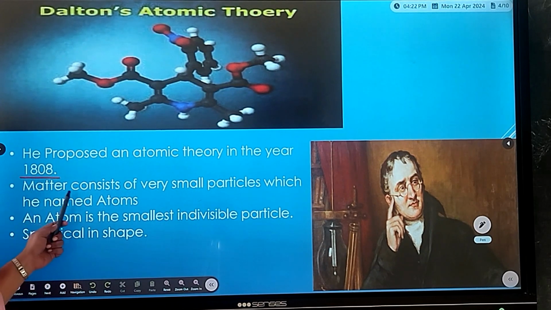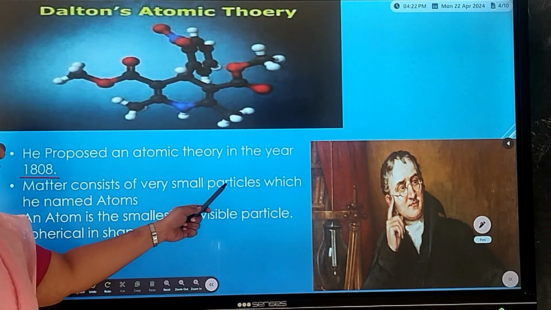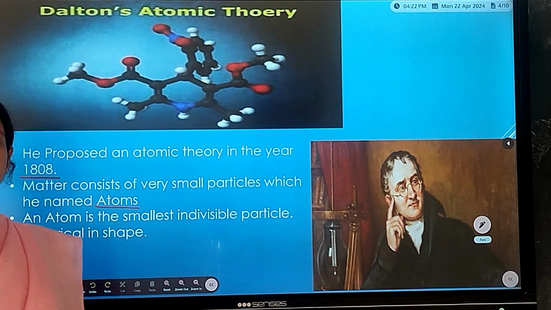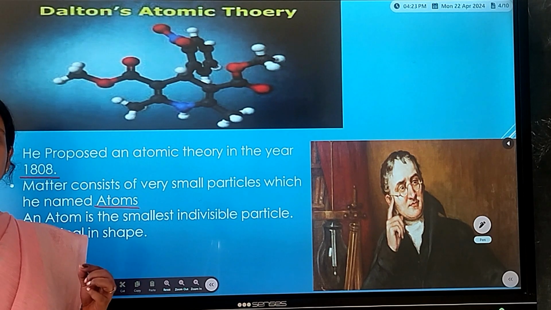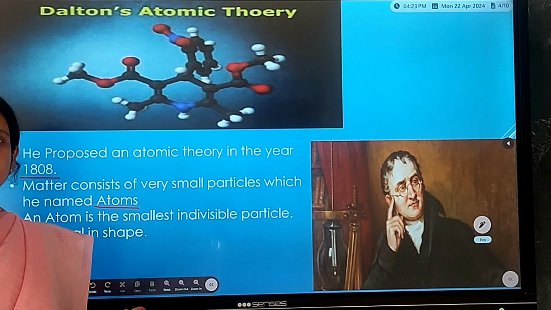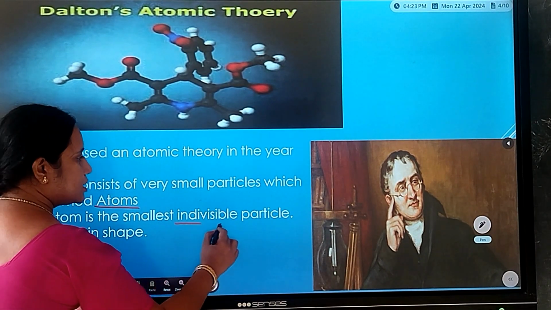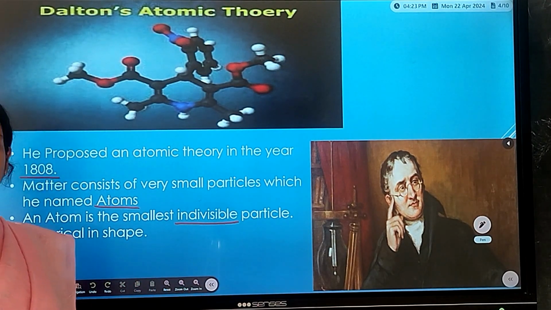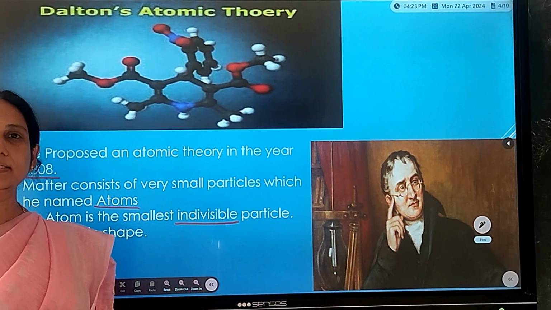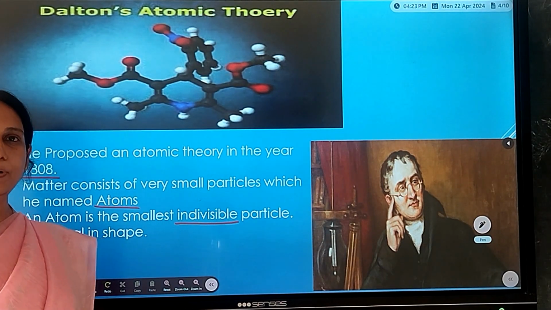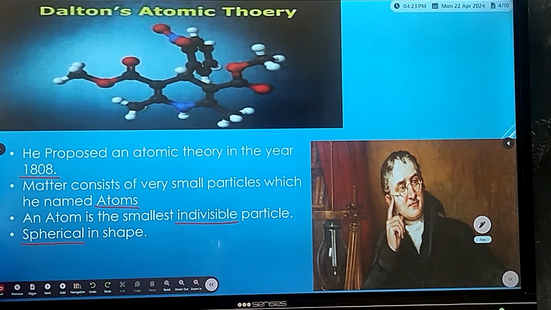He proposed that matter consists of very small particles which we name atoms. Okay, children, as I told you earlier, matter consists of very small particles. Atoms are the building blocks of matter. And an atom is the smallest indivisible particle. He proposed that the atom cannot be divided, it is an indivisible particle. And he proposed the shape of the atom as spherical.